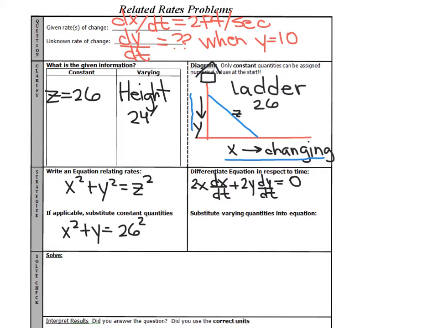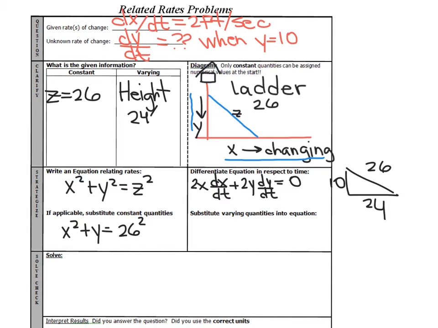Okay, now we have 2 unknowns. We're wanting to solve for dy/dt. How can we use this information? Well, we do know, in looking at this triangle, that the ladder is 26, and we want to know the change in y when y is 10. Well, can we find this value of x? Sure we can, with the Pythagorean theorem. 10 squared plus what squared equals 26 squared? Well, I did the math, and I'll just let you know that it is 24.